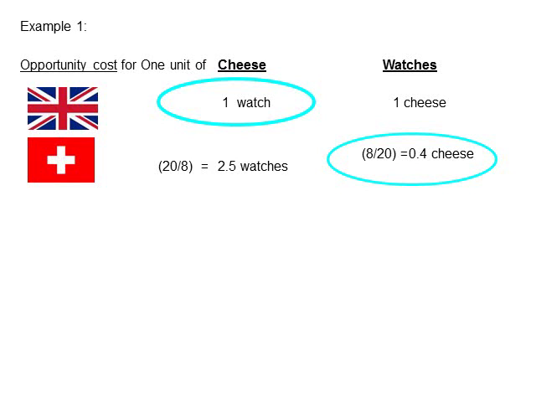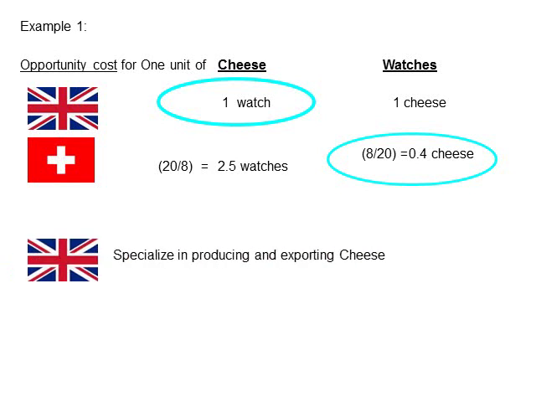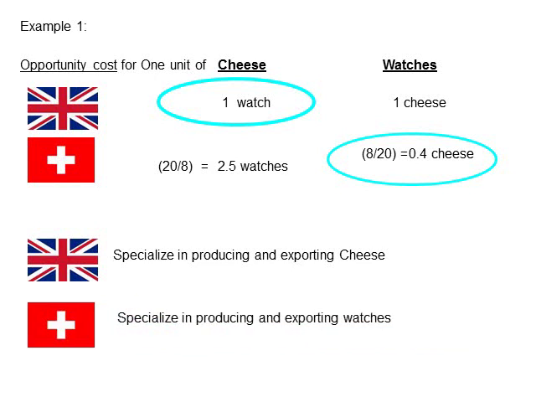So we pick the lower opportunity cost product for the different countries, and we can conclude by saying that because the UK can produce cheese with lower opportunity costs, they should specialize in producing and export the cheese that they produce. For Switzerland, they should specialize in producing watches and then export the watches that they make. Alright, so they focus on the product where they can produce with lesser opportunity costs.